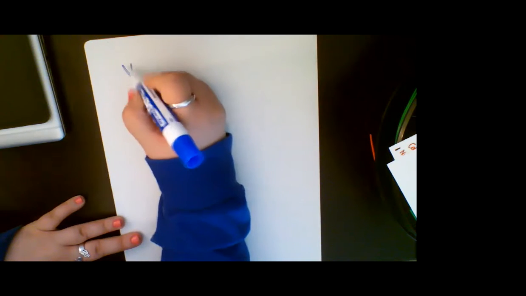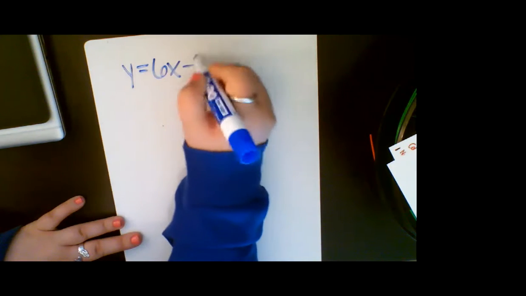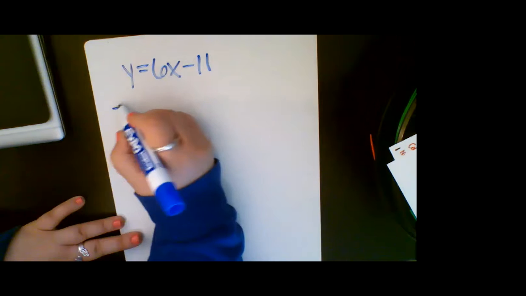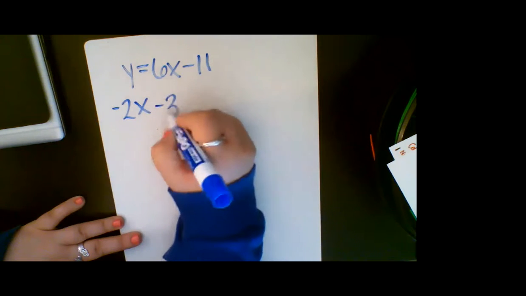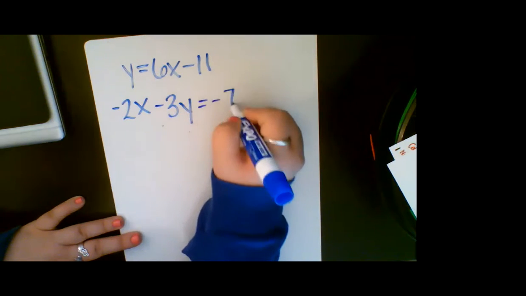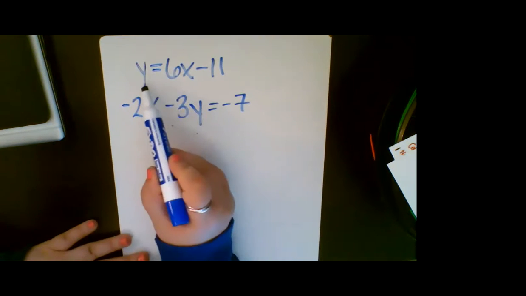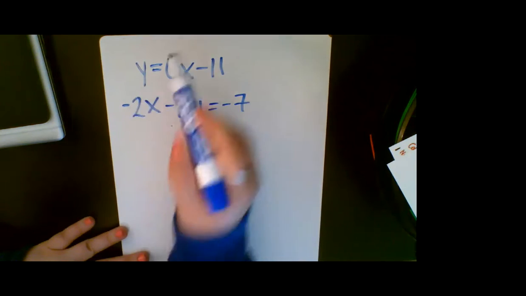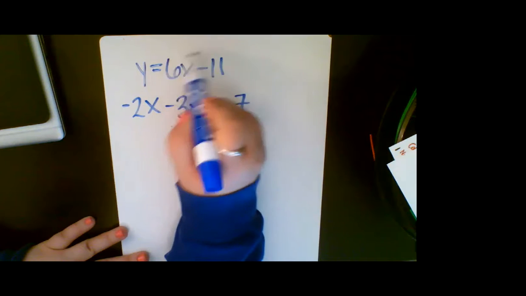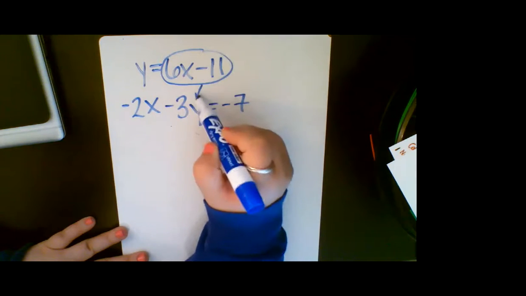Let's go through 6 examples or so. We cool with that? Start off easy, do a couple more challenging ones. First example, here's our system: y equals 6x minus 11, negative 2x minus 3y equals negative 7. Our first step would be to get a letter by itself, but we already have one by itself. Y is by itself. So we're going to take what y is equal to, this whole thing, and replace y with it.